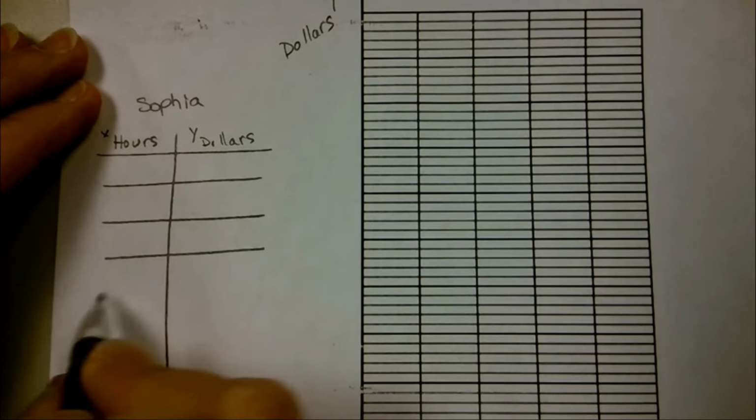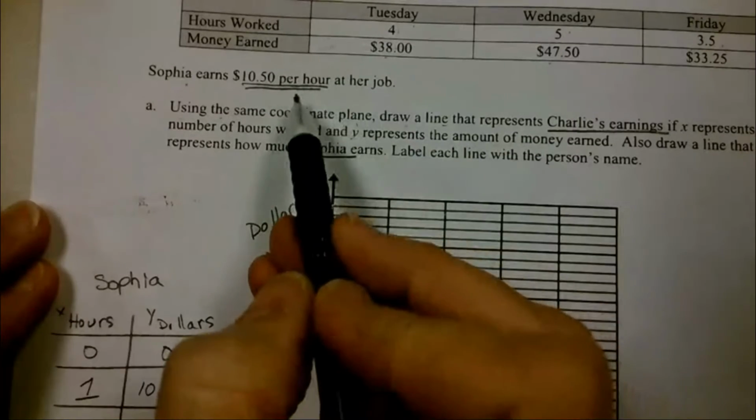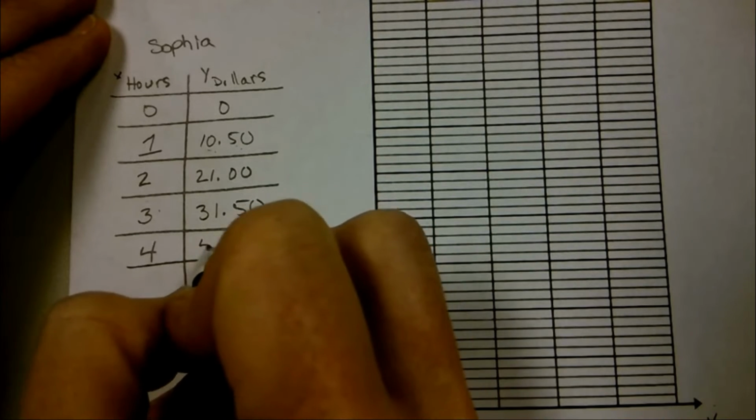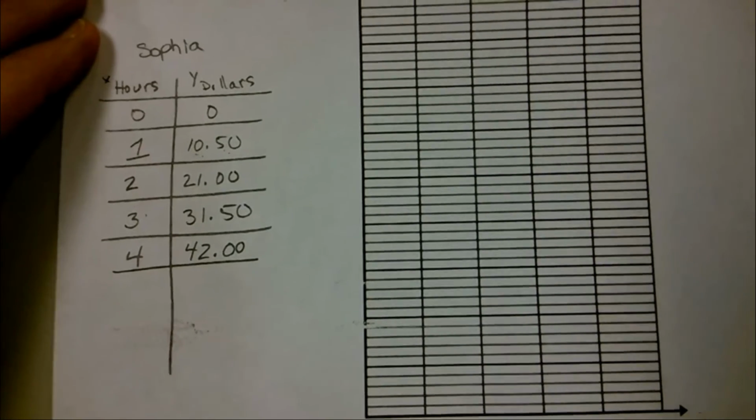Now, if they work nothing, no hours, they don't get paid, right? But we know that if Sophia works 1 hour, it would be $10.50 because that is the unit rate they gave us. She works 2 hours, it's $21, so you would take $10.50 times 2. She works 3, it would be $31.50. You can take $10.50 times 3. If she works 4 hours, it would be 42. That's enough data points for us to build a graph.